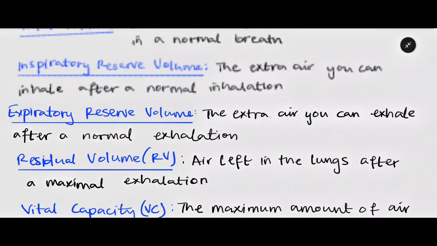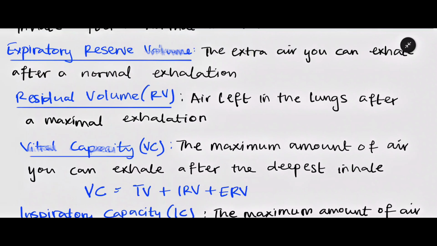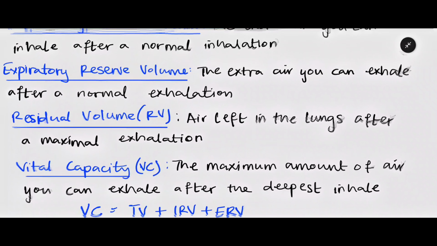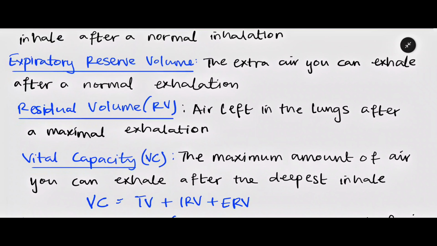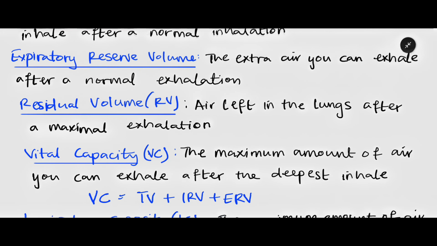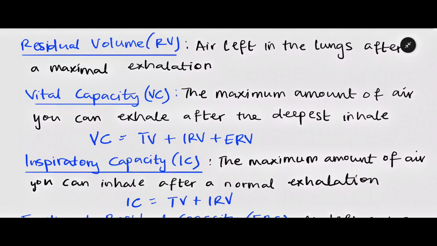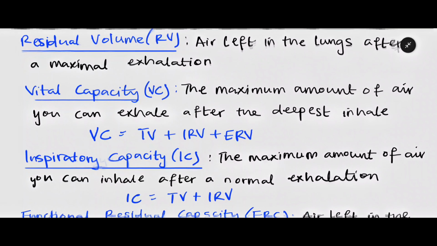So a good trick with learning these is try it on yourself. So for example, expiratory reserve volume is the extra air you exhale after a normal exhalation. So when you exhale normally, then try to forcefully exhale again after that. You find it's a bit hard, but that extra air that you exhale is your expiratory reserve volume. Residual volume, air left in the lungs after a maximal exhalation. You can try that out on yourself as well.